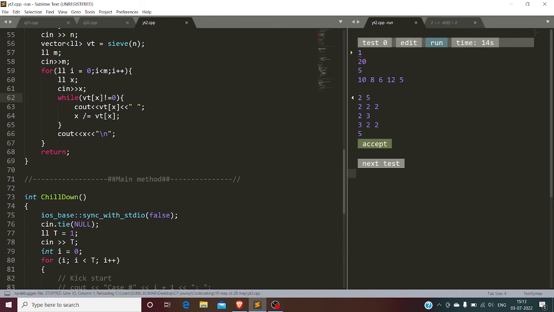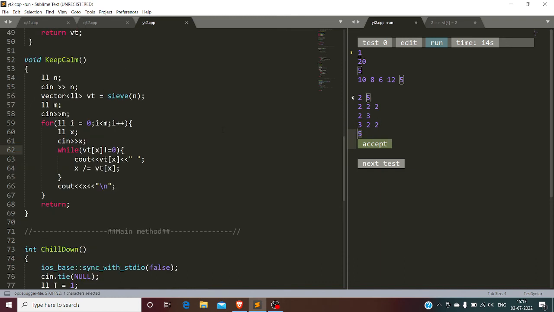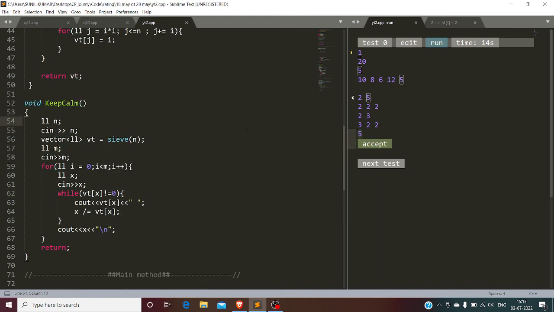So 10's prime factorization is 2 into 5, 8's prime factorization is 2 into 2 into 2, 6's prime factorization is 2 into 3, 12's prime factorization is 3 into 2 into 2, 3 into 2 is 6, 6 into 2 is 12, right? 5's prime factorization is 5 itself. So in this way you can answer for the range.